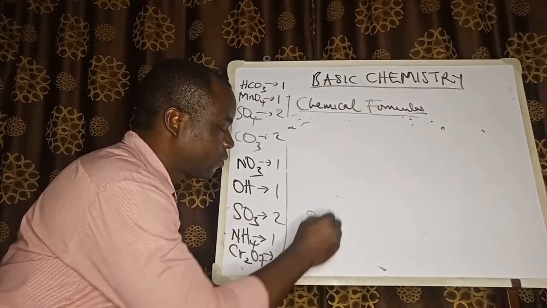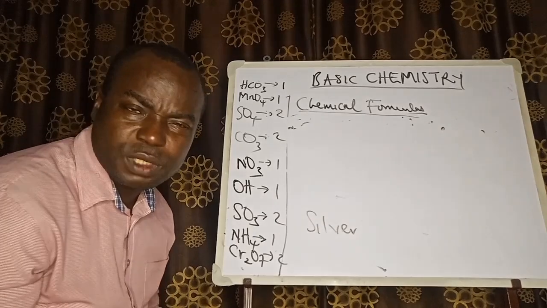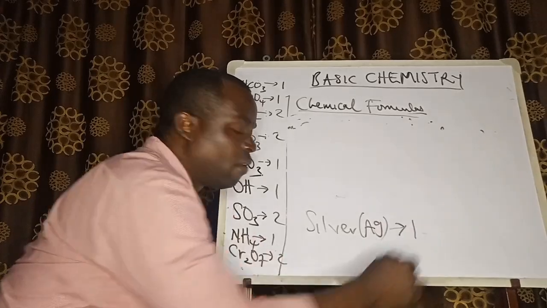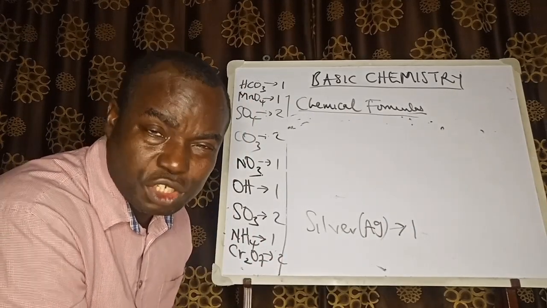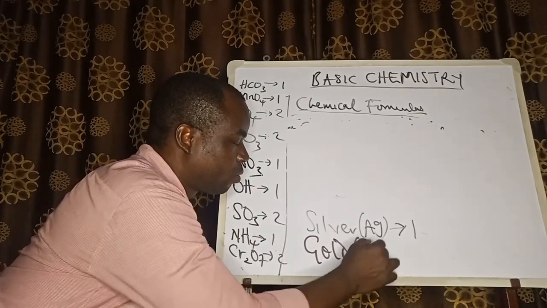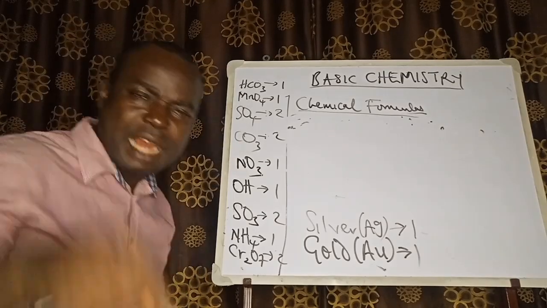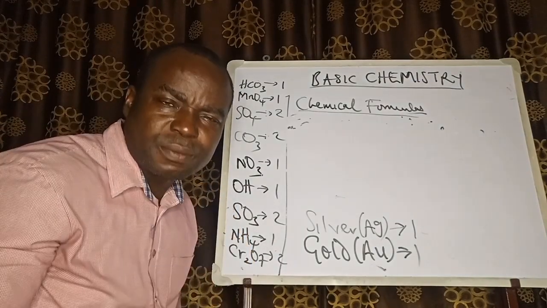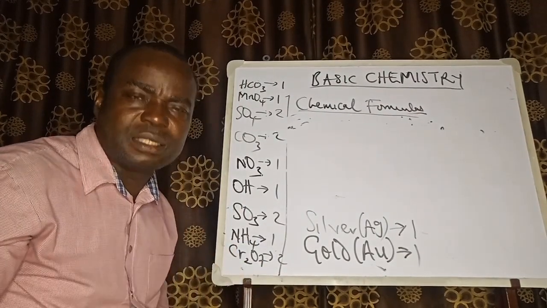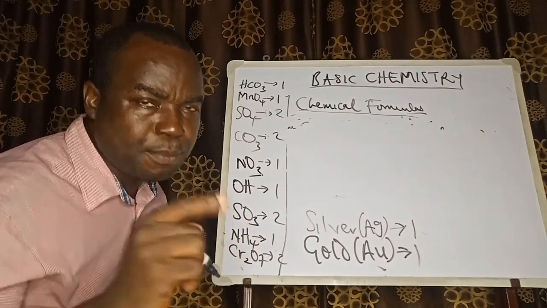One, silver. What is the symbol of silver? Ag. The valency of silver is always 1. It doesn't change. Gold. The valency of gold is what? 1. Now, if the element is given and the valency is not given, and the element is not among the first 20 elements for you to find the valency, take the valency to be 2. Is it clear?